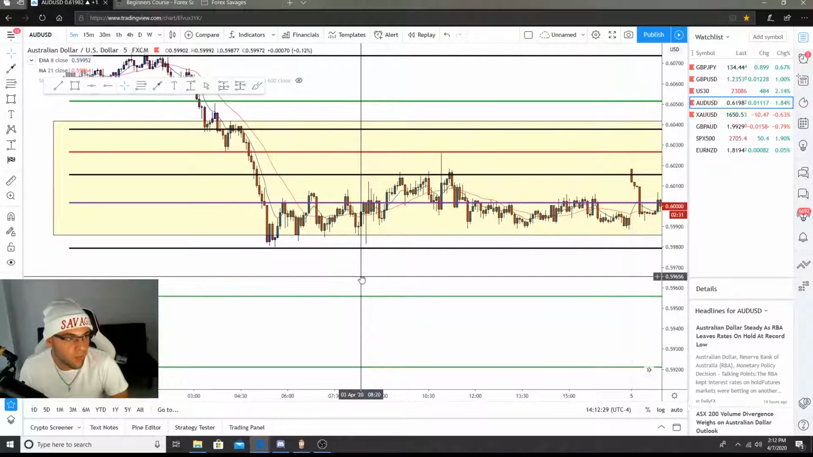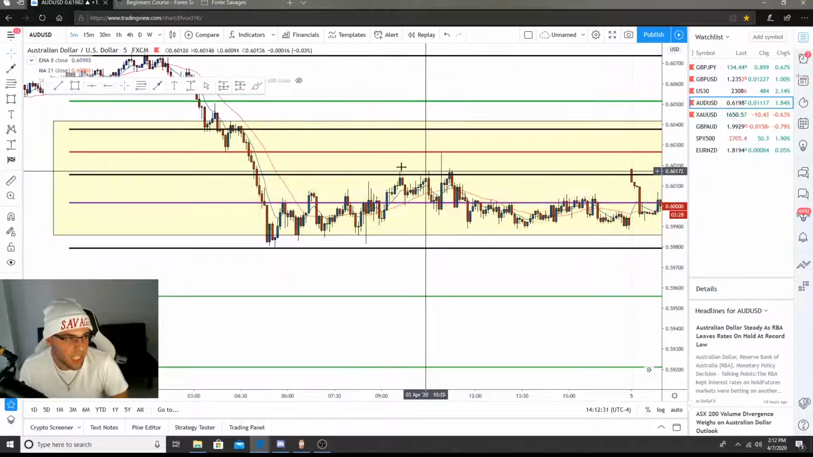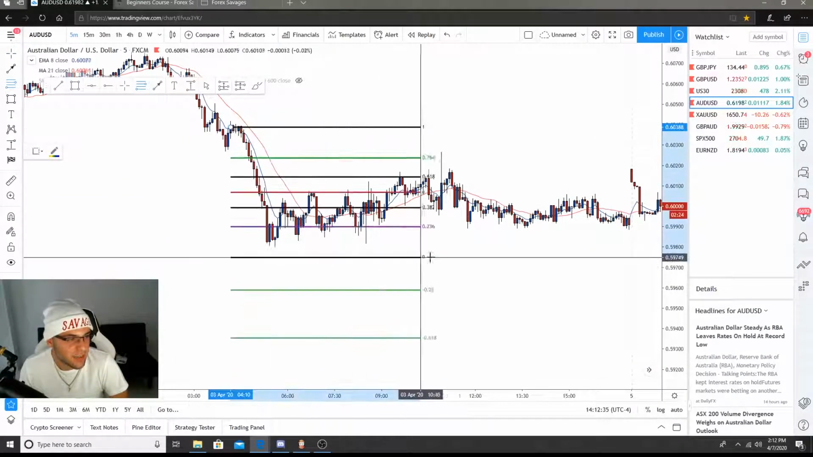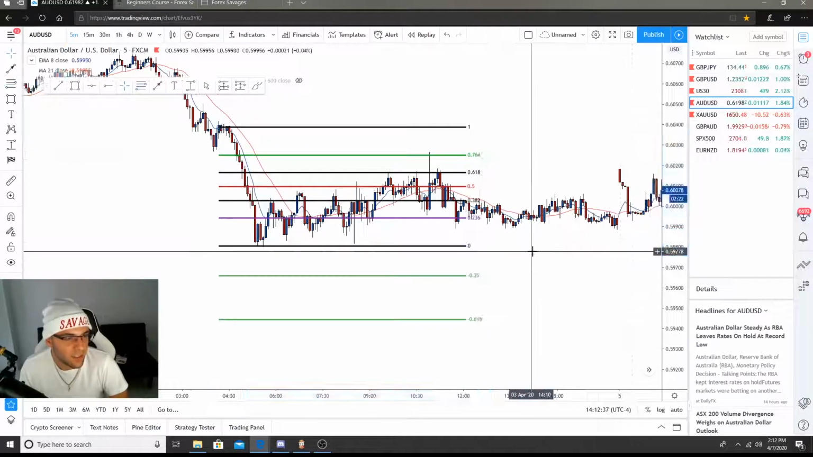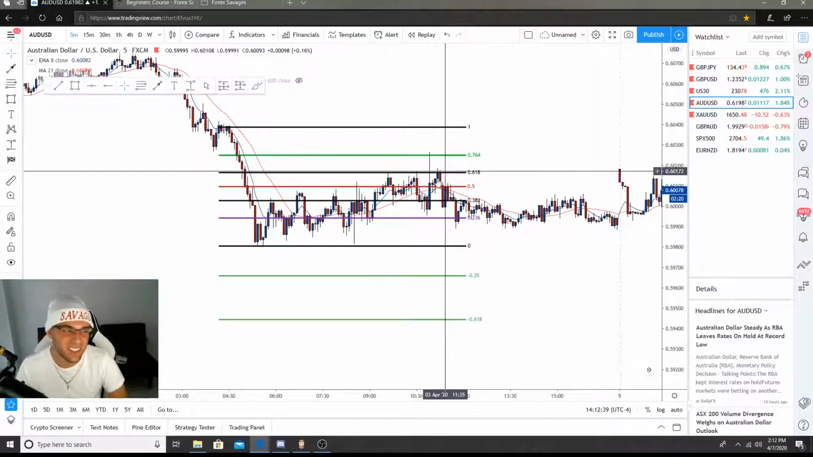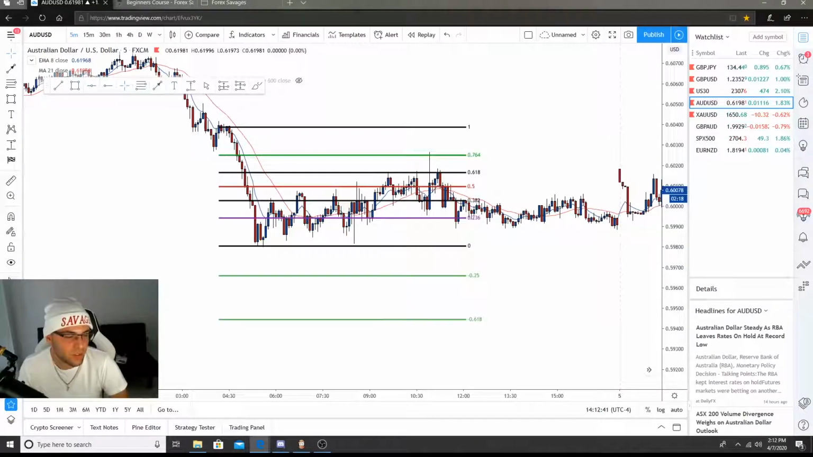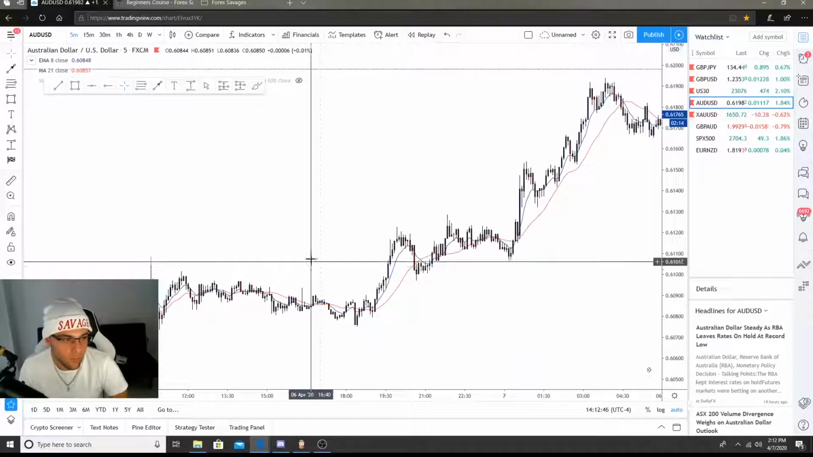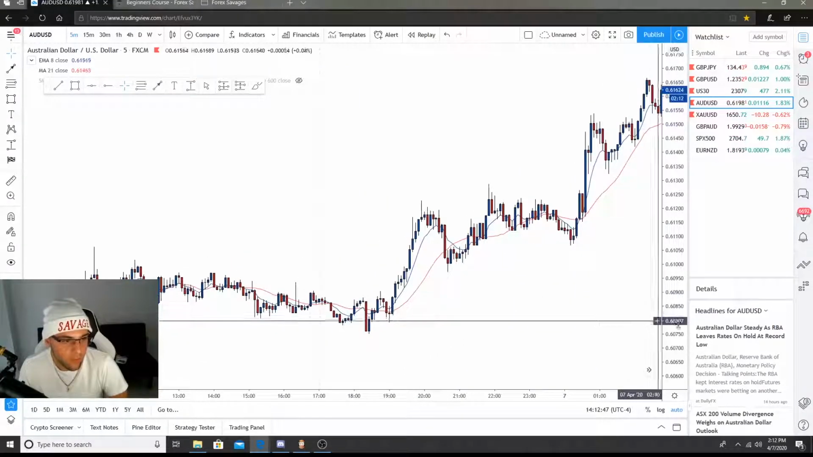So on our 5-minute, this was kind of our entry, which is hideous. I mean, look at this thing. It doesn't look good. I would never have taken this trade, not even if I was going to make $1 million if I won. I wouldn't have taken that trade. I would wait for more clear setups.